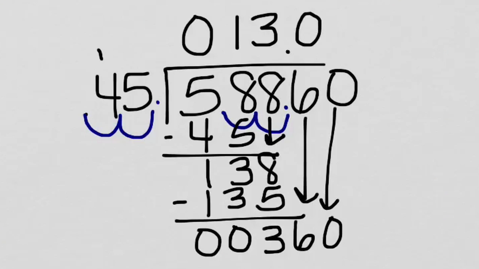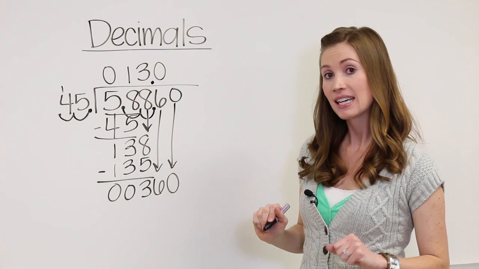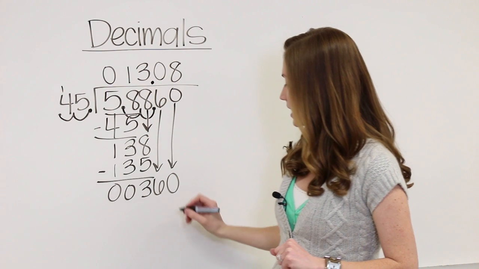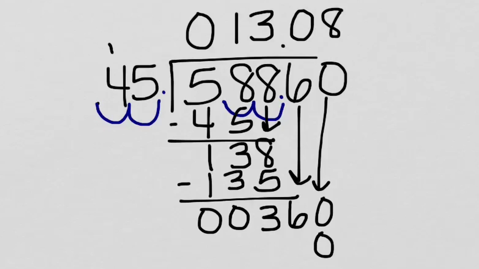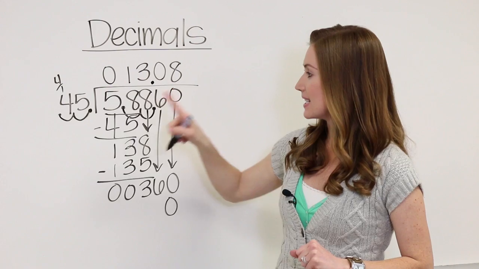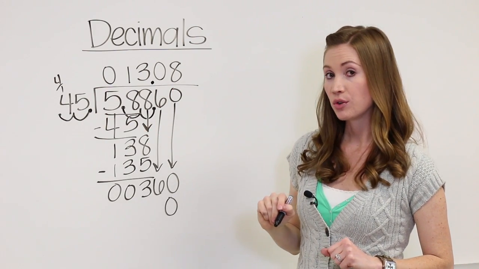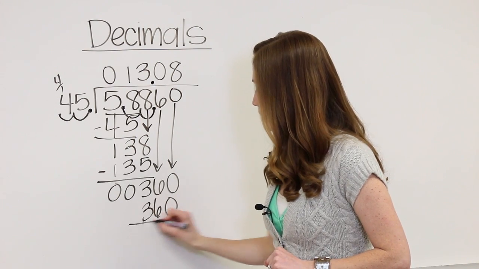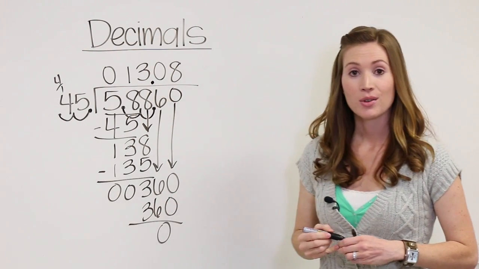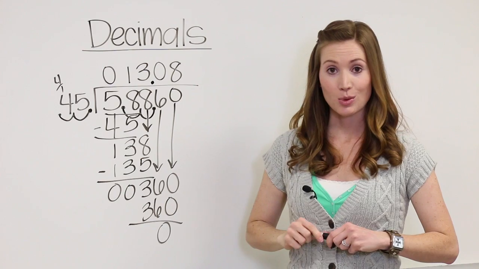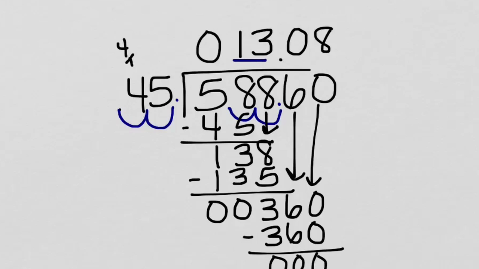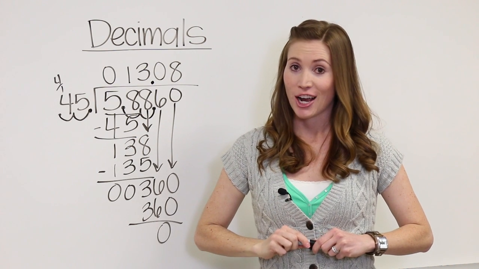And how many times can 45 go into 360? 8 times. 8 times 5 is 40. We write the 0, carry the 4. 8 times 4 is 32, plus 4 is 36. When we subtract, we get 0. So there's nothing remaining. That means we're done. Let's read our final quotient together. 13 and 8 hundredths. Now remember, we always need to check our work.